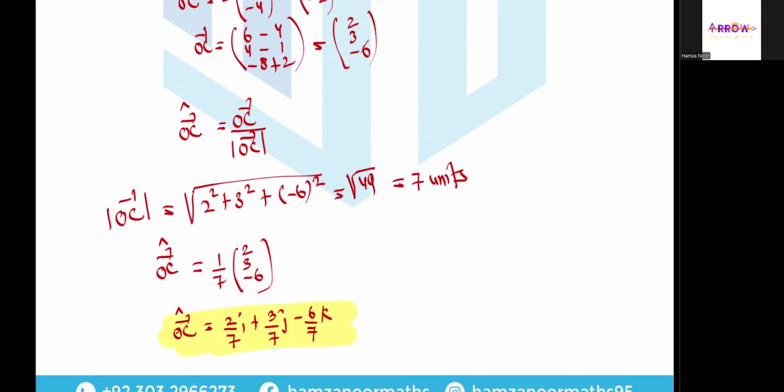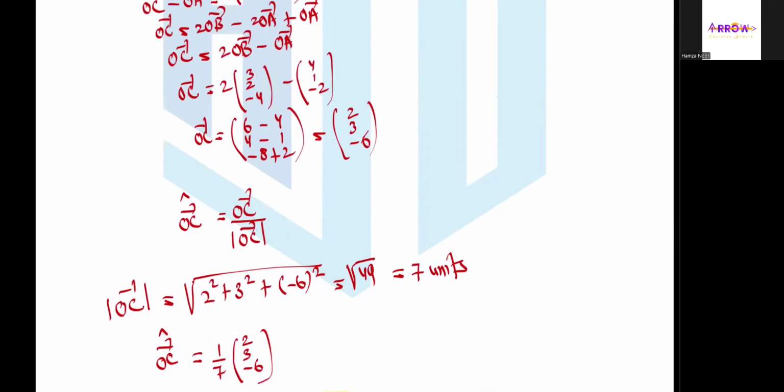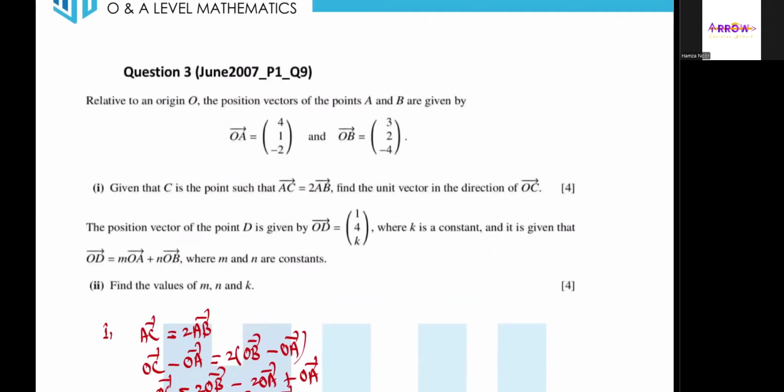This is basically the vector which has a magnitude of 1. If you find the magnitude of this vector, it will be equal to 1. The concept behind this is that when you have OC vector like this, let's say this point is O, this point is C, the vector which has a length of 1 unit in the direction of OC is what we have found, OC hat, which is called the unit vector of OC. So this was the requirement of part 1. Now let's move on to part 2.